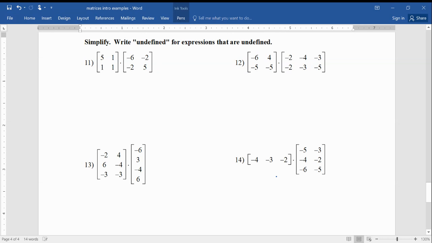We're going to talk about some matrix multiplication, and this is probably going to be one of the more complicated things that we do in this unit. Notice that the directions say just to simplify and to write undefined for expressions that are undefined, which means that there may be some questions you actually cannot do. There are some rules for multiplication, and let's start by looking at those.